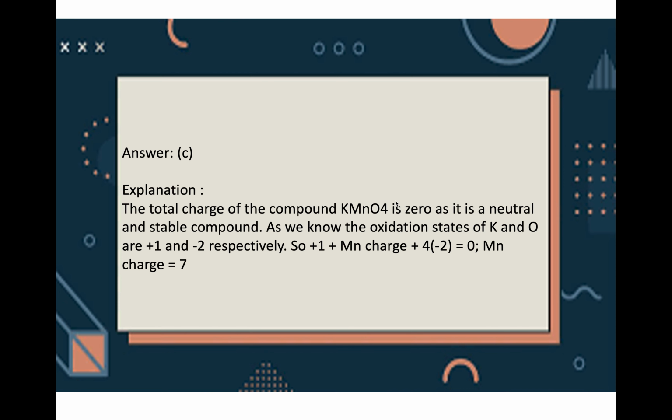Here K is +1. For one oxygen it is -2. How many oxygen atoms are there? 4 are there. So 4 into -2 for oxygen is -8, and for potassium it is +1. What is -8 plus 1? It is -7. As I already said, the total charge should be 0. So -7 is already there. How will it become 0? If you add +7, it becomes 0. So the manganese charge will be +7. I hope you understood how to calculate the oxidation number easily.